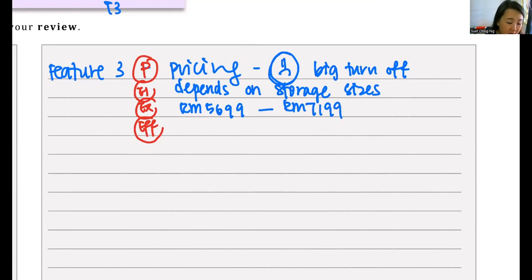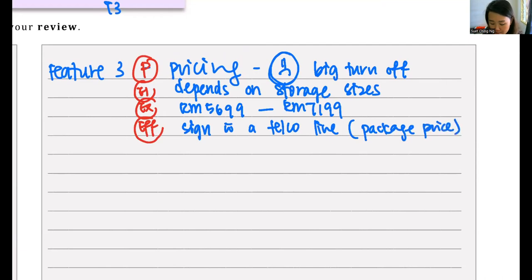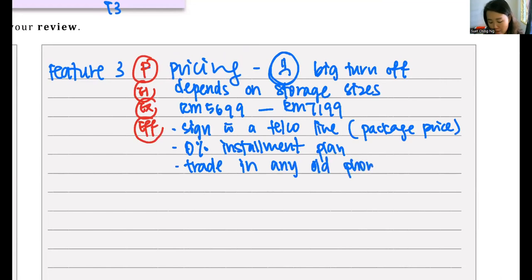If you really want to buy the phone, there are multiple ways for you to do it, correct? You could sign with a telco line. Usually there is a package price. You could do a 0% installment plan. You could trade in any old phones to subsidize the price of the new phone.